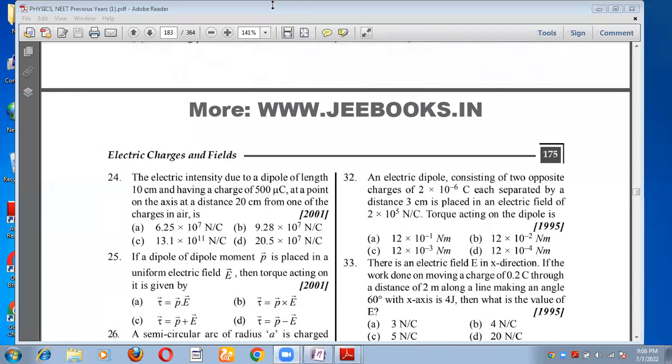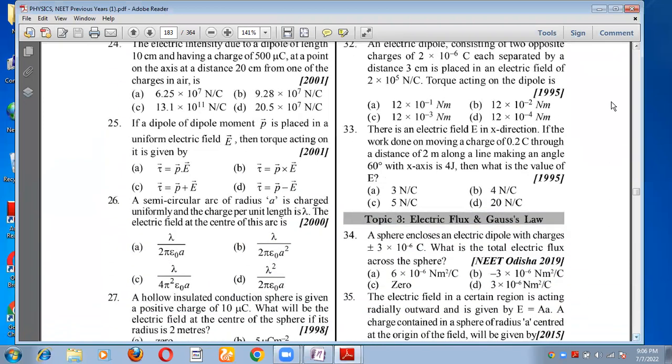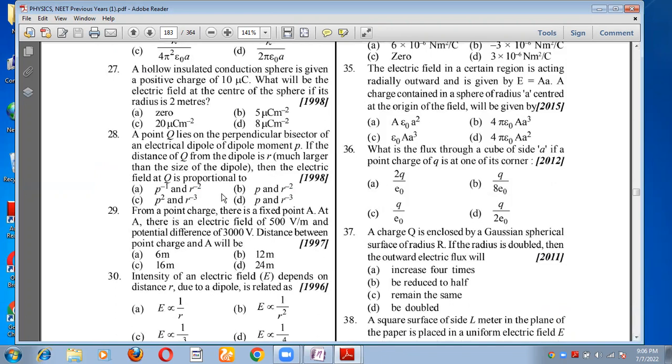So Krishna, what was the last question we were discussing? From a point charge, yeah, question number 29. Okay, this one, right?